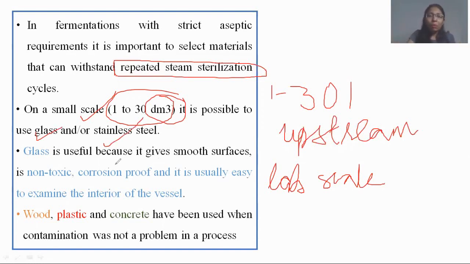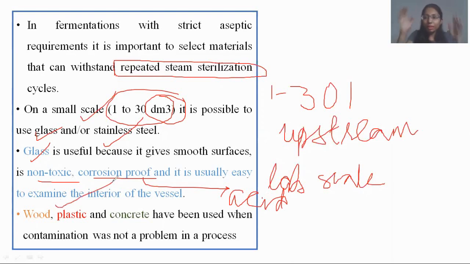Why is glass used? Because glass is non-toxic. It is corrosion proof. Why corrosion proof? Because sometimes when you use bacteria, acids are released by the bacteria as an intermediate or end product, and that acid causes corrosion. Glass is non-corrosive, so it is mainly used at the lab scale. It is also easy to examine the interior of the vessel. Glass is transparent, so we can easily observe the process going on inside the vessel.